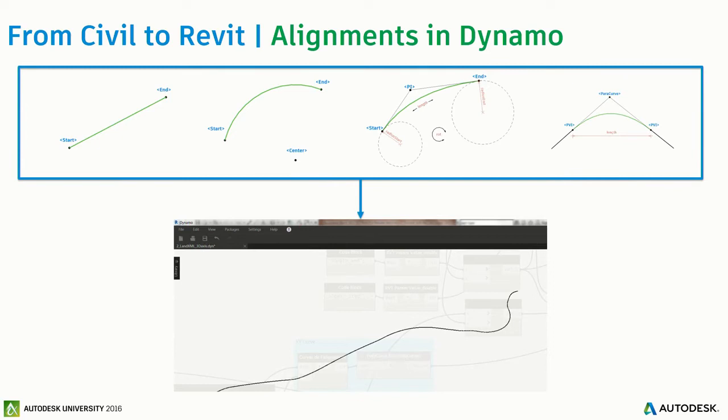So that's the big picture. We've got all the data in the LandXML. For instance, an arc is defined by the start, the end, and the center, and we will convert that into Dynamo elements. Okay.